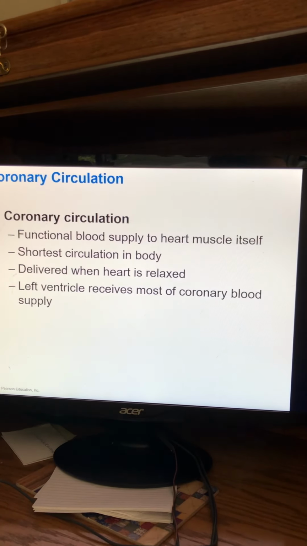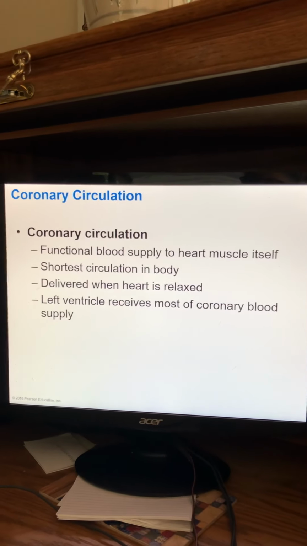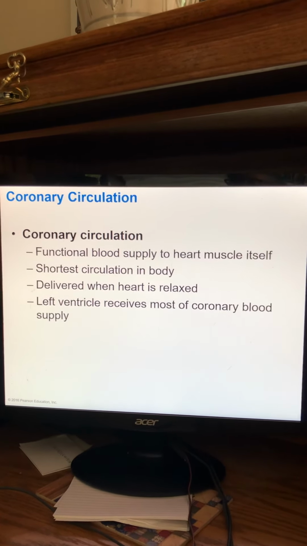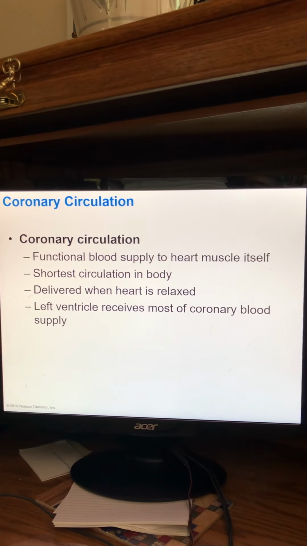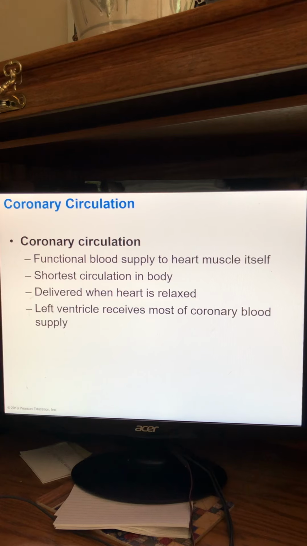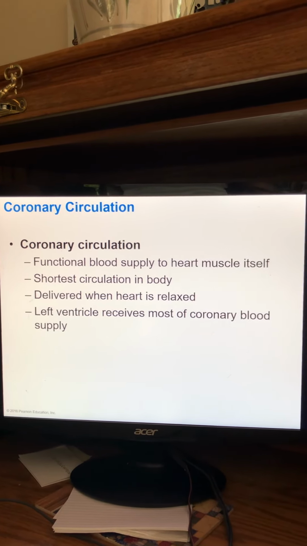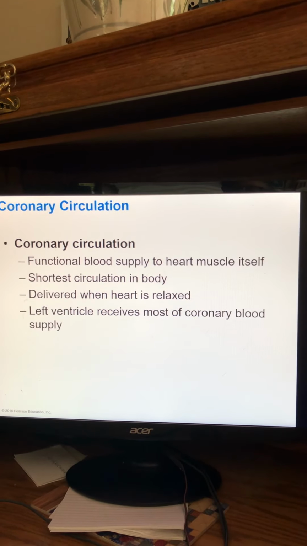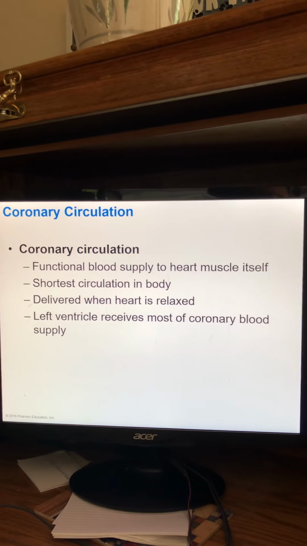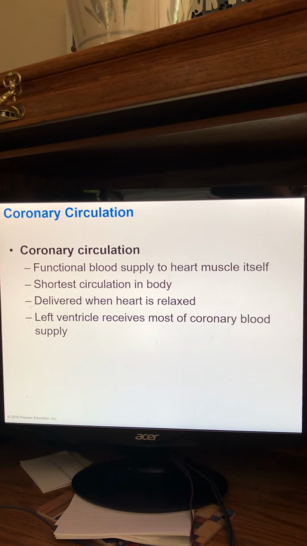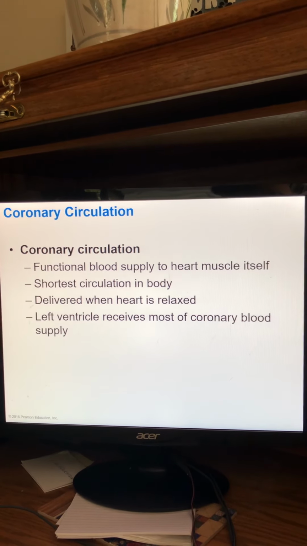The third circuit that we haven't mentioned, but we have alluded to, is going to be the third way that's going to bring blood to the right atrium. It's called a coronary circuit. It is the functional blood to the heart muscle itself. It is the shortest circuit because it's only going to go to the heart muscle when the heart is relaxed, and that's called diastole. So the left ventricle receives most of the coronary blood supply because it's got to do most of the work.